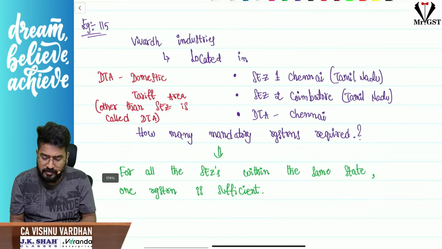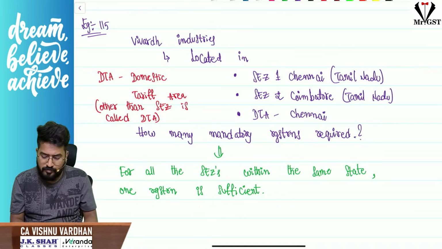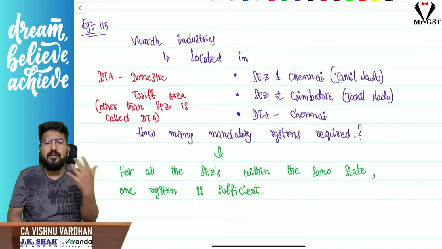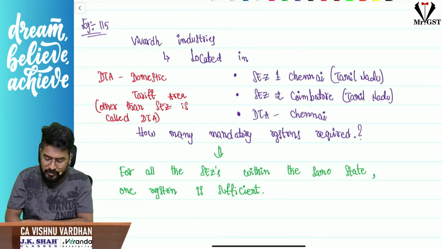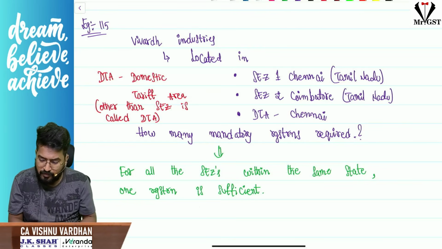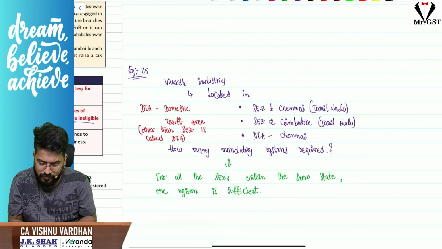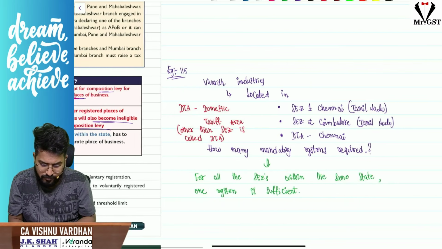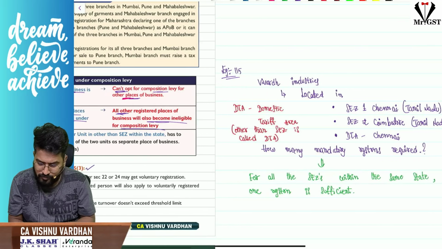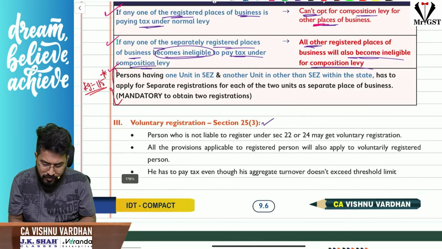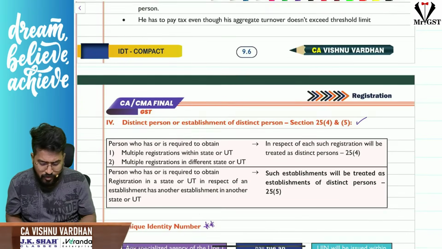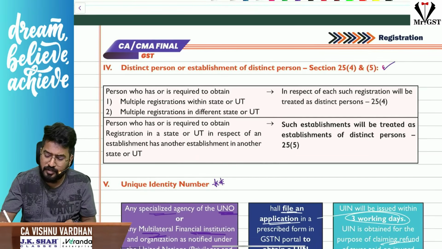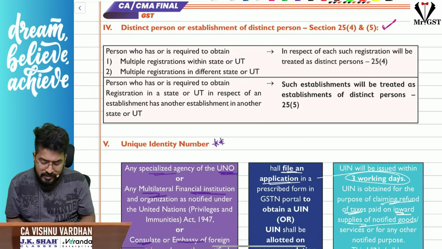Here regarding that there are examples, you can just go through this. And for all the registrations within the SEZ, sir, within the same state, yes, one registration is sufficient. So hope it is clear for you. Next, voluntary registration. Yes, you can go for voluntary registration even though you are not liable for registration. And distinct persons, section 25 subsection 4 and subsection 5, we have already discussed.